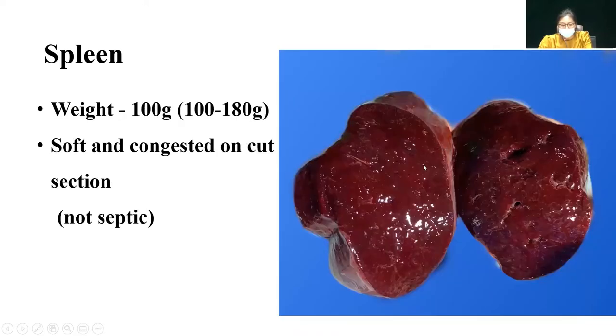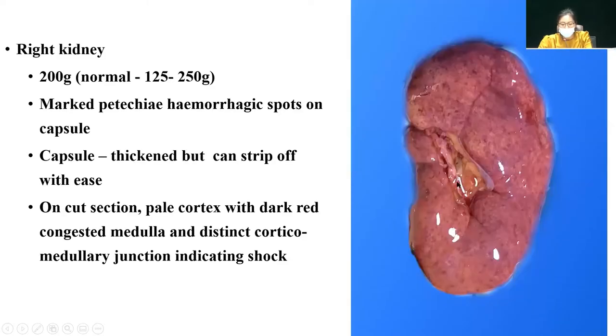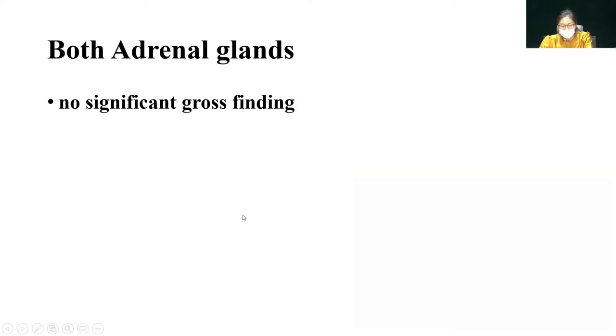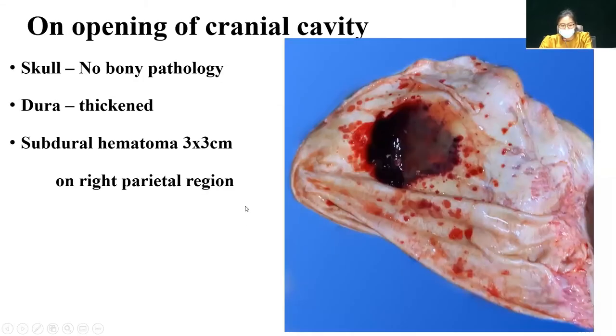This is the cut section of the spleen. It weighs 100 grams. It's soft and congested on cut section, but not septic. This is the right kidney. It weighs 200 grams. On the capsular surface, there are petechial hemorrhage spots. On cut section, there was a pale cortex with dark congested medulla and indistinct corticomedullary junction indicating shock. Both adrenal glands show no significant gross finding.